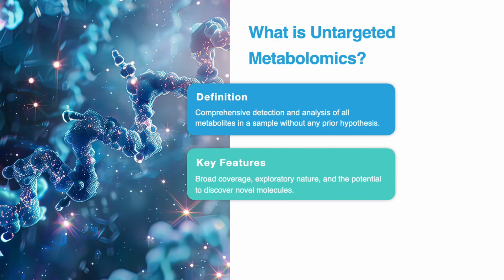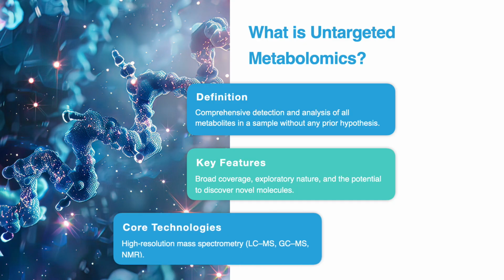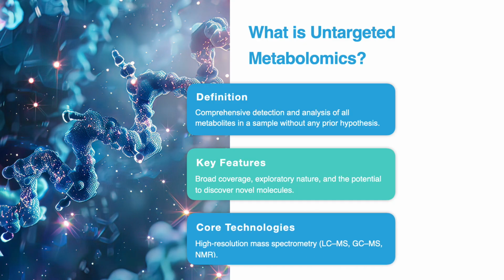Untargeted metabolomics is a discovery-driven tool that helps us find novel biomarkers, uncover hidden metabolic pathways, and open doors to new biological insights. And with today's high-resolution mass spectrometry and big data analytics, we can dive deeper into the metabolic network than ever before.